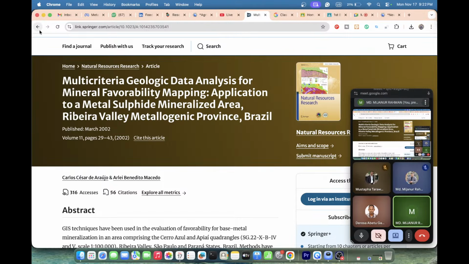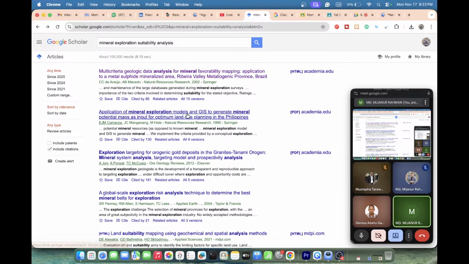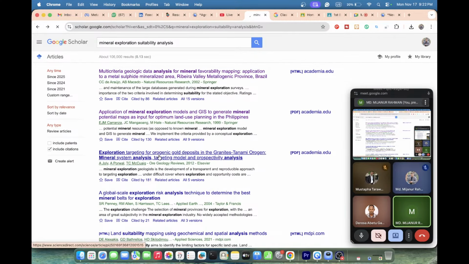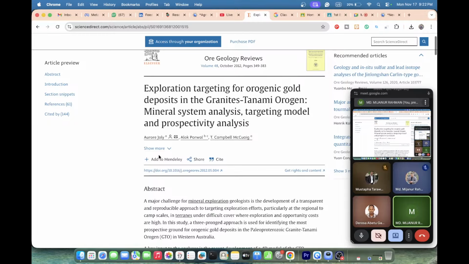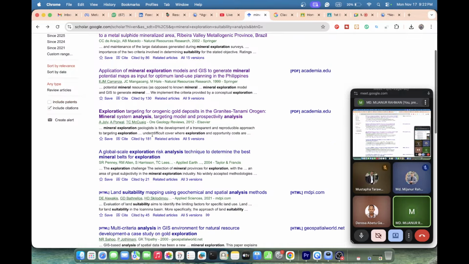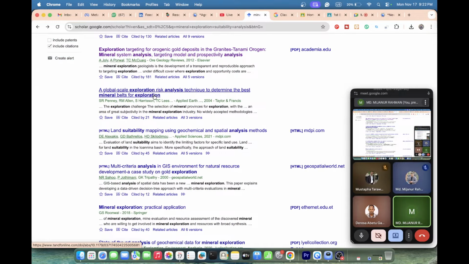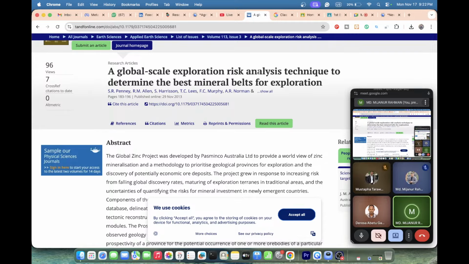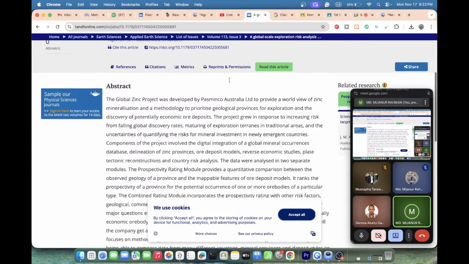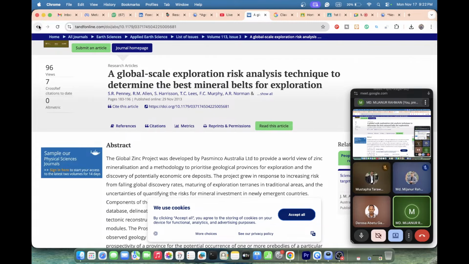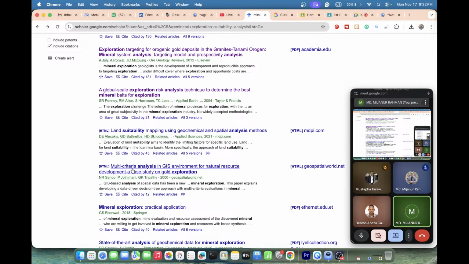Let me open another. It's not open source. So this is a paper with a global scale exploration risk analysis technique to determine the best mineral fields for exploration. There they also use some factors related to mineral exploration, multi-criteria analysis, GIS.